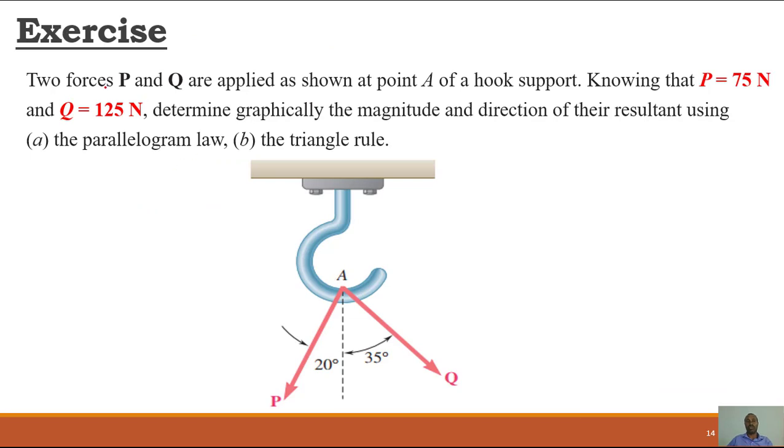Then, as an exercise, please try this one. Two forces P and Q are applied as shown at point A of a hook support, where P is known and Q is known. Determine graphically the magnitude and direction of the resultant using parallelogram law and triangle law. So you can just draw. You have the magnitude of P and Q, then you have the resultant in some direction, you draw them. Finally, you arrive at the solution.